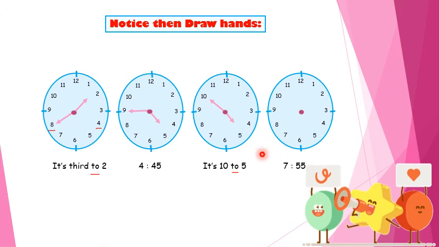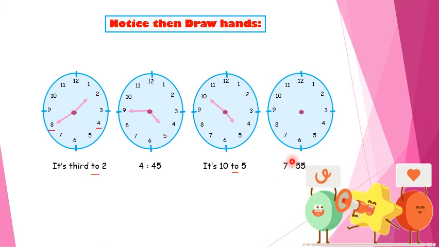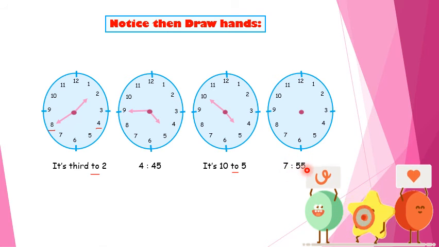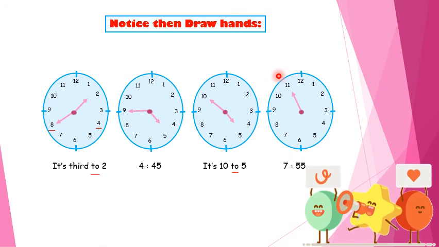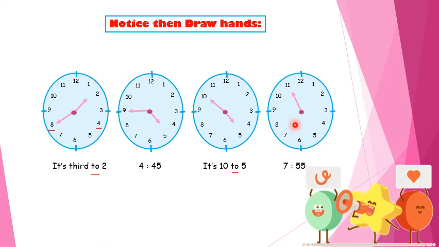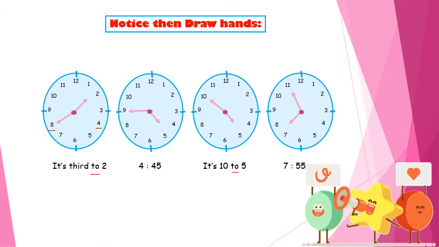And as you can see, it didn't reach 5, so I will write it here between 4 and 5. And here we have 7:55, so the short arm is on 7 and the long arm is on 55 minutes. How do we read the minutes? 5, 10, 15, 20, 25, 30, 35, 40, 45, 50, 55. So the long arm will be on 11. And we have here 7. So it's only 5 minutes to reach 8. So I think it would be between 7 and 8.